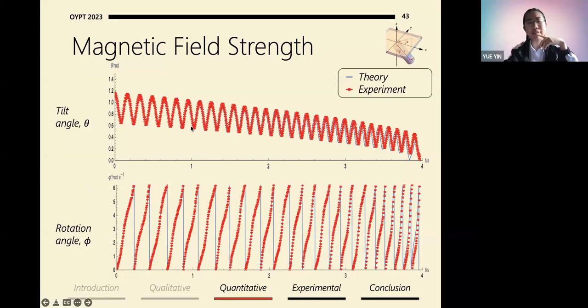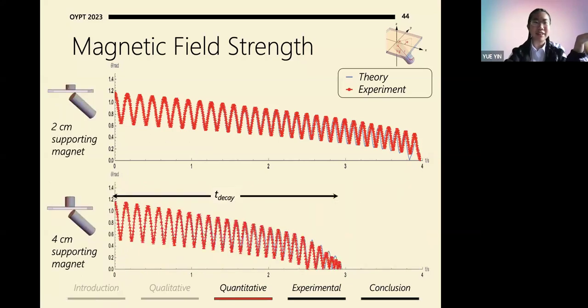And one thing you can observe is that after a while, the pendulum will fall into a vertical position. Now, when we vary the magnetic field strength and conduct the same experiment with a larger supporting magnet, which would generate a stronger field, assuming the same magnetization, of course, we would find that the time taken for the motion to damp out is actually shorter.